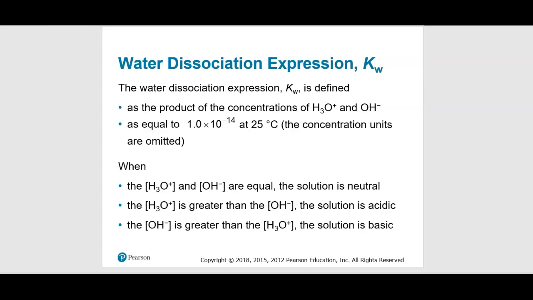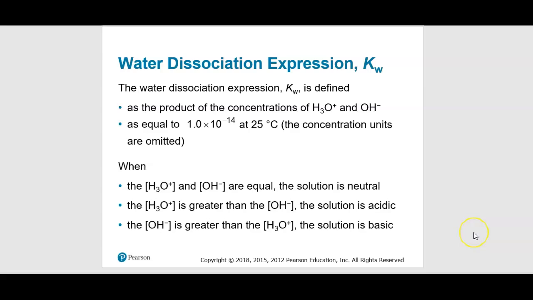Here's the point. When the concentrations of hydronium ion and hydroxide ion are equal, the solution is neutral. So each has a concentration of 1 times 10 to the minus 7th molar. But you can have more hydrogen ion and less hydroxide, or less hydronium ion and more hydroxide. In one case where the H3O plus concentration is greater than the hydroxide, the solution is acidic. And where the hydroxide ion is greater than the hydronium ion, the solution is basic. But it's always going to have that product of 1 times 10 to the minus 14.